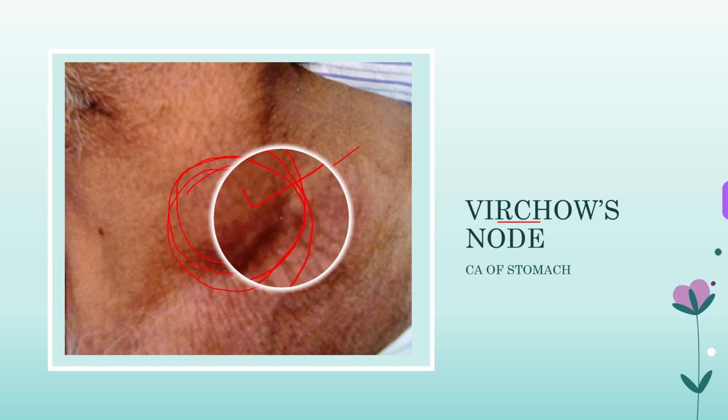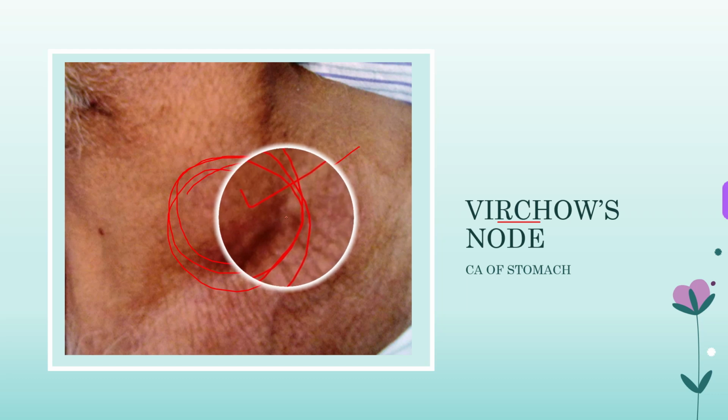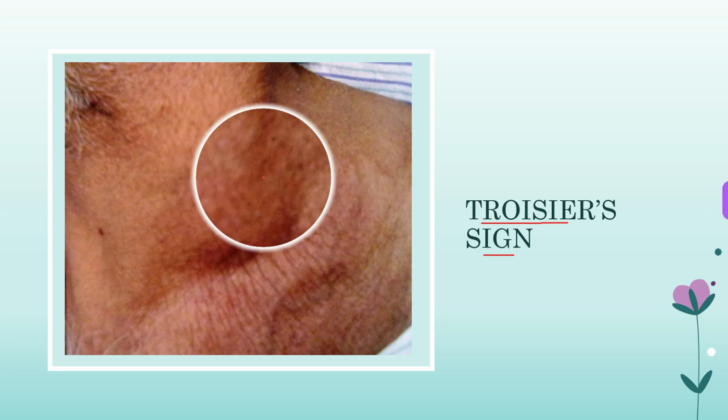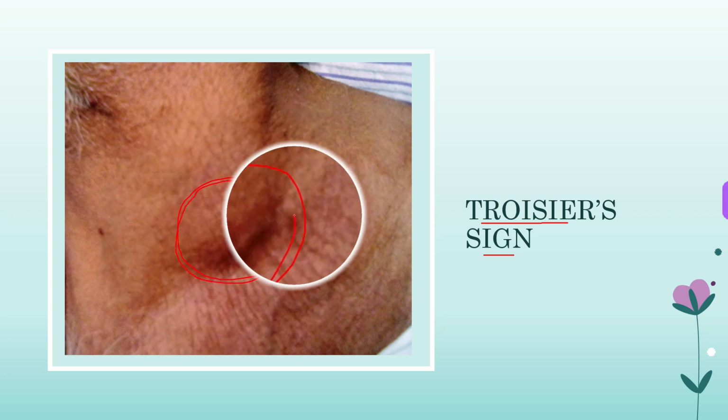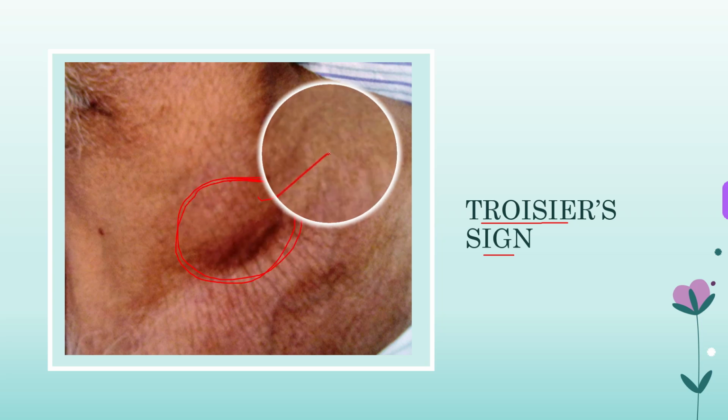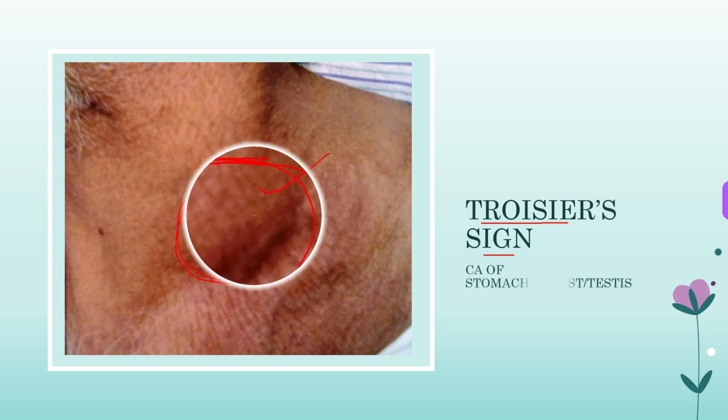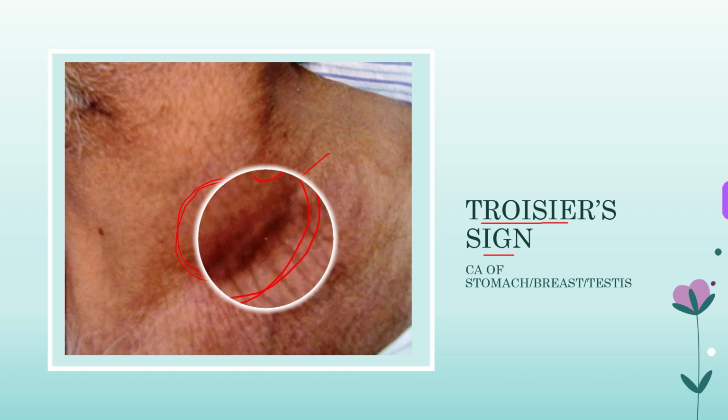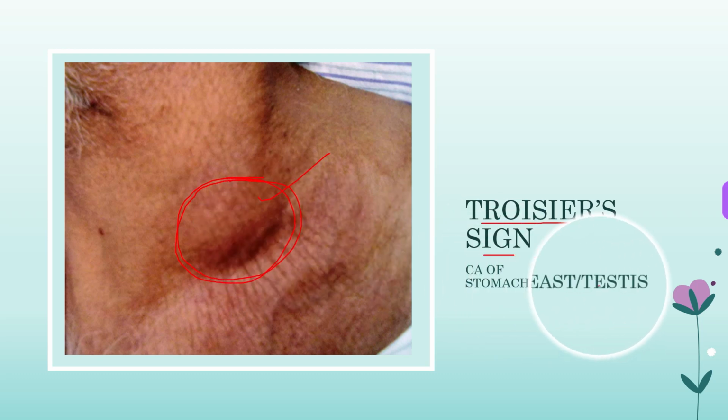Now next we have a very important sign. We will be talking about the Troisier sign. When the left supraclavicular lymph nodes are enlarged in case of carcinoma of the stomach, carcinoma of the breast or carcinoma of the testes, this is called Troisier sign.